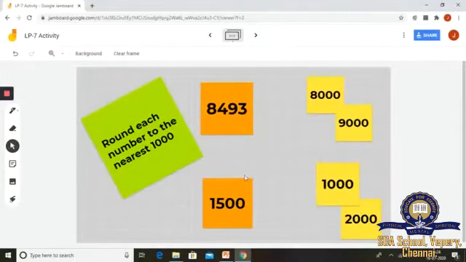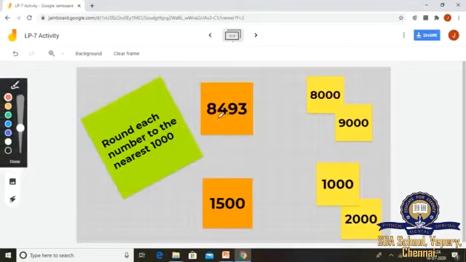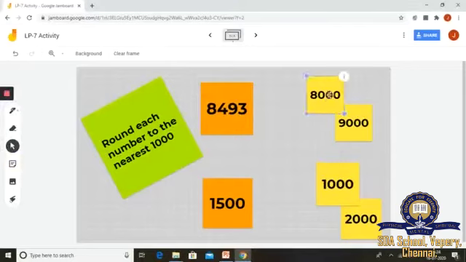Round each number to the nearest thousand. The first number is 8493. Here the digit in the hundreds place is 4, which is less than 5. So what number will we get when we round off the given number to the nearest thousand? 8,000 or 9,000? We will get 8,000. The next number is 1,500.